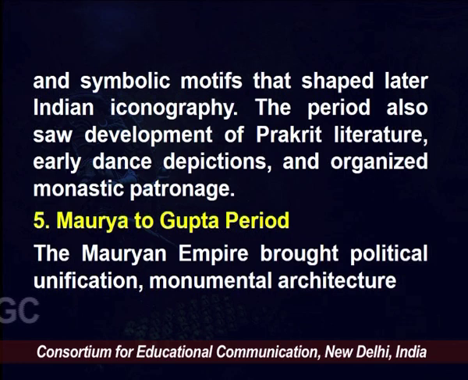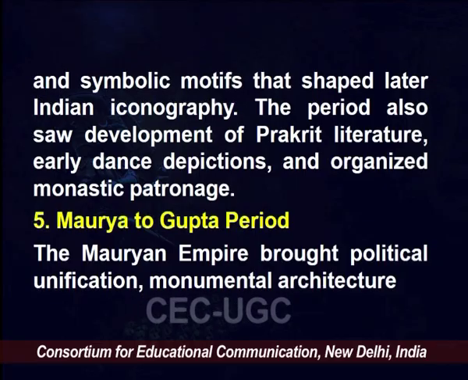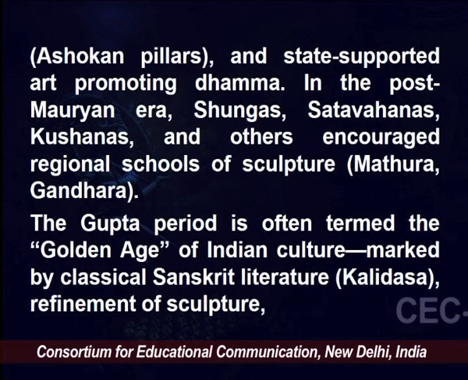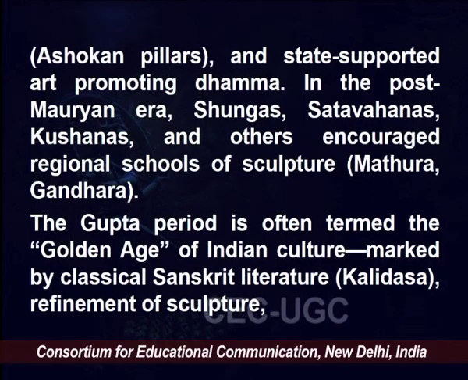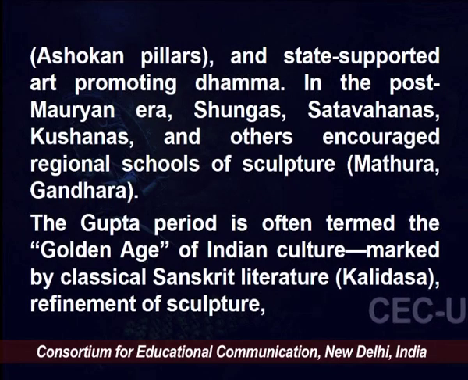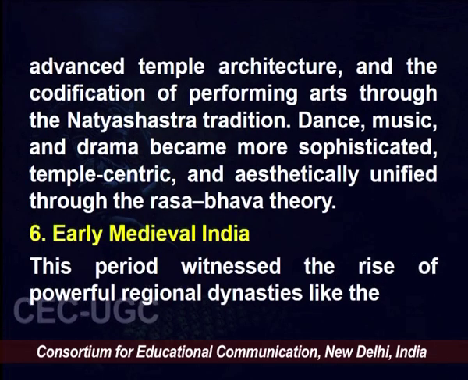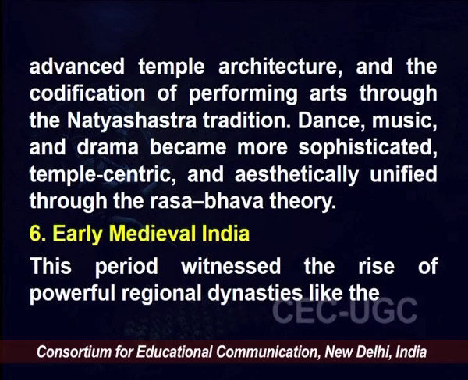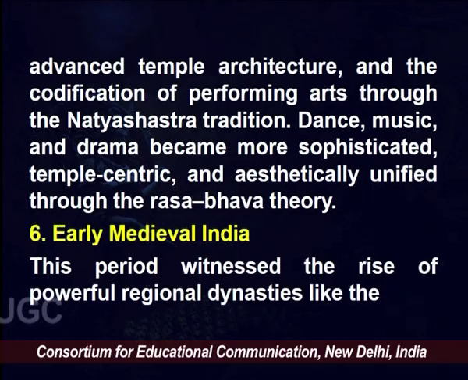The next period is the Maurya to Gupta period. The Mauryan Empire brought political unification, monumental architecture such as the Ashokan pillar and state-supported art promoting dharma. In the post-Mauryan era, Shungas, Satavahanas, Kushanas and others encouraged regional schools of sculpture. The Gupta period is often termed the golden age of Indian culture, marked by classical Sanskrit literature of Kalidas, refinement of sculpture, advanced temple architecture, and the codification of performing arts through the Natya Shastra tradition. Dance, music, and drama became more sophisticated, temple-centric, and aesthetically unified through the Rasa Bhava theory.